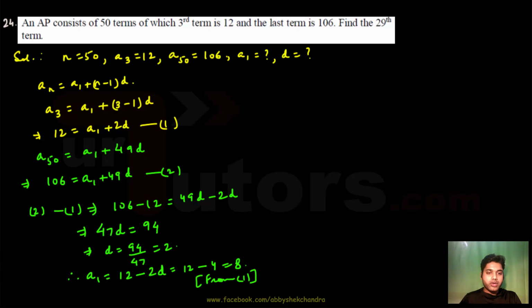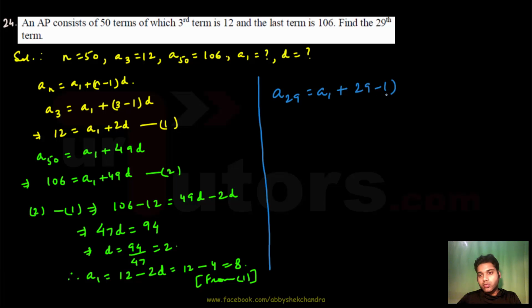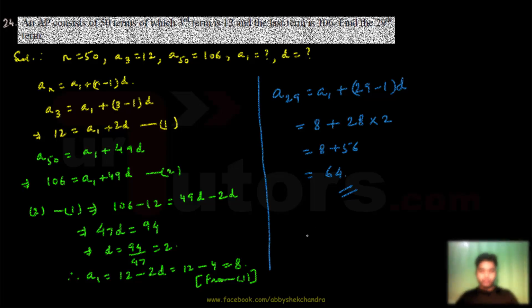Now what did we need to find? We needed to find a29. a29 is equal to a1 plus n minus 1 into d, equal to a1 is 8, plus 29 minus 1 is 28, into d is 2. So 8 plus 56, that will give you 64. So 64 is the answer.